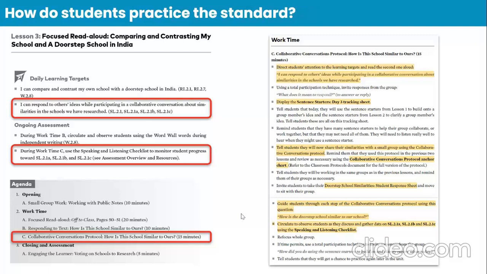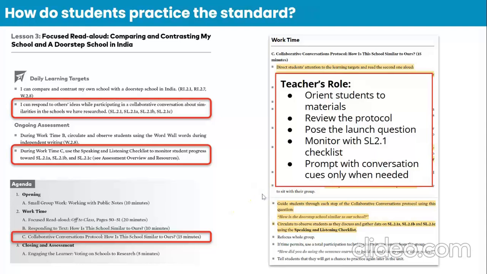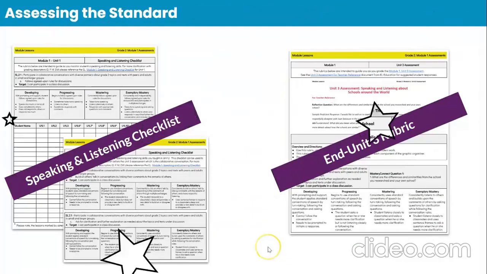In work time C of Lesson 3, the teacher facilitates the collaborative conversation protocol about the similarities of Doorstep School and our school. The teacher's role in this part of the lesson is pretty straightforward. We need to orient students to the materials, review the protocol, pose the launch question, then stand back and monitor with our SL.2.1 checklist and prompt with conversation cues only when we're needed. The speaking and listening checklists are used for informal academic monitoring as you listen to student conversations.